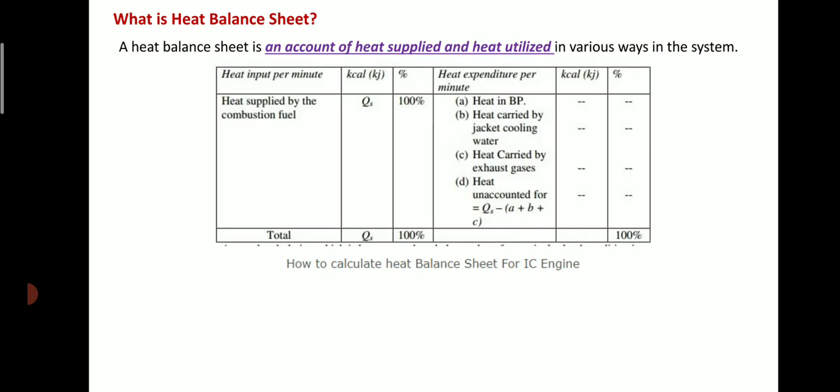Here is the structure of a heat balance sheet. On the left hand side you will see the heat supplied by the combustion of fuel, represented by the symbol Q, and the percentage written here is 100%. How this heat is expended per minute is given on the right hand side: heat utilized in producing brake power, heat carried by jacket cooling water, heat carried by exhaust gases, and unaccounted heat, which we have to determine.